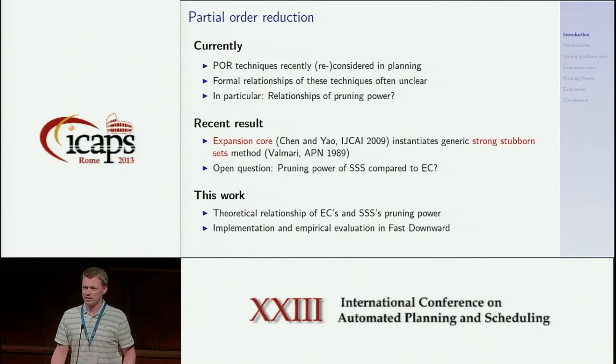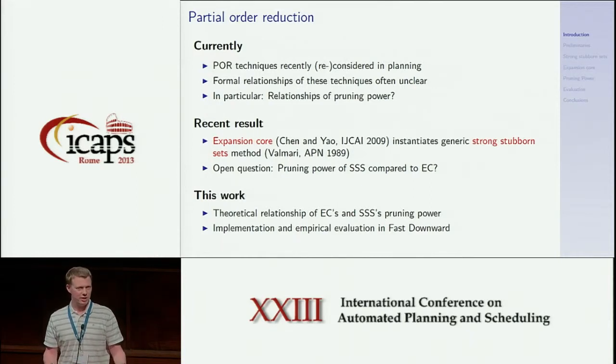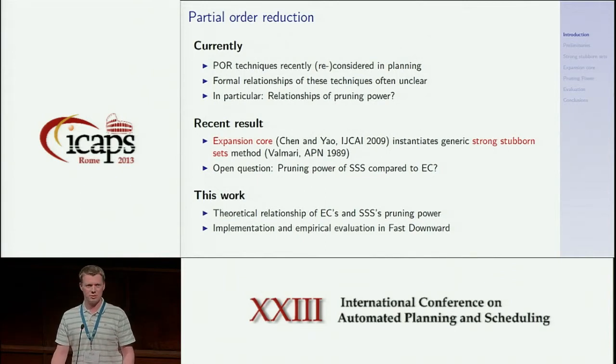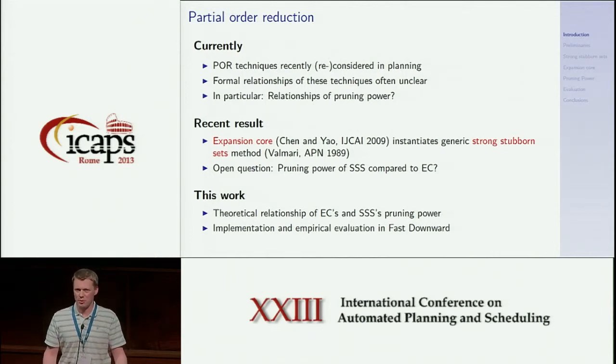One recent result in this setting is that the so-called expansion core method that has been proposed in 2009 for planning is actually a special case, an instantiation, of a generic method called strong stubborn sets that has been proposed by Valmari in 1989. This is an interesting result because it shows that expansion core belongs to the strong stubborn sets family, which is not obvious, but this result doesn't tell us anything about the pruning power of expansion core and stubborn sets. And this is actually what this work is about.